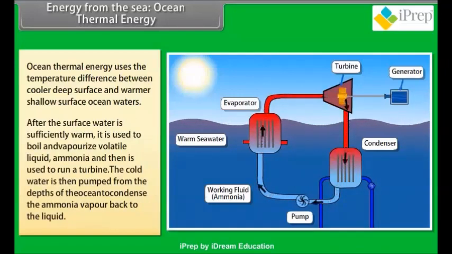After the surface water is sufficiently warm, it is used to boil volatile liquid ammonia. The vapors of ammonia are then used to run a turbine. The cold water is then pumped from the depths of the ocean and is used to condense the ammonia vapor back to liquid.